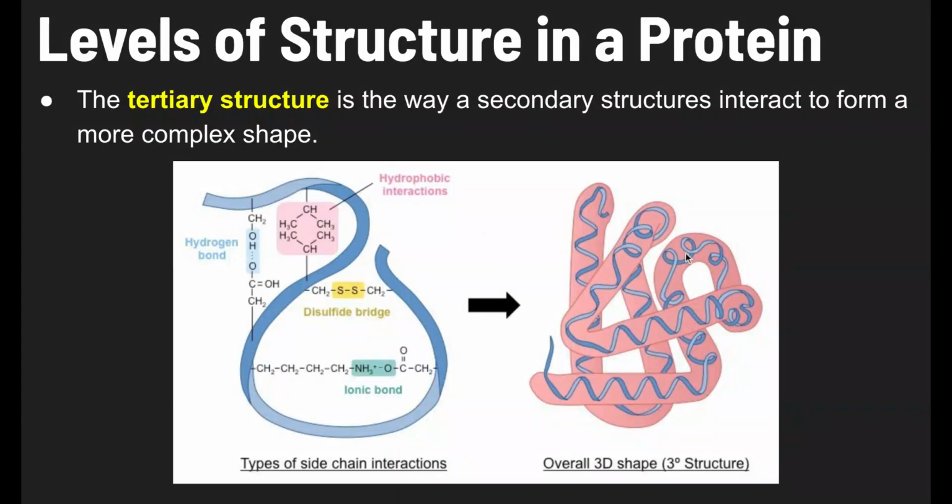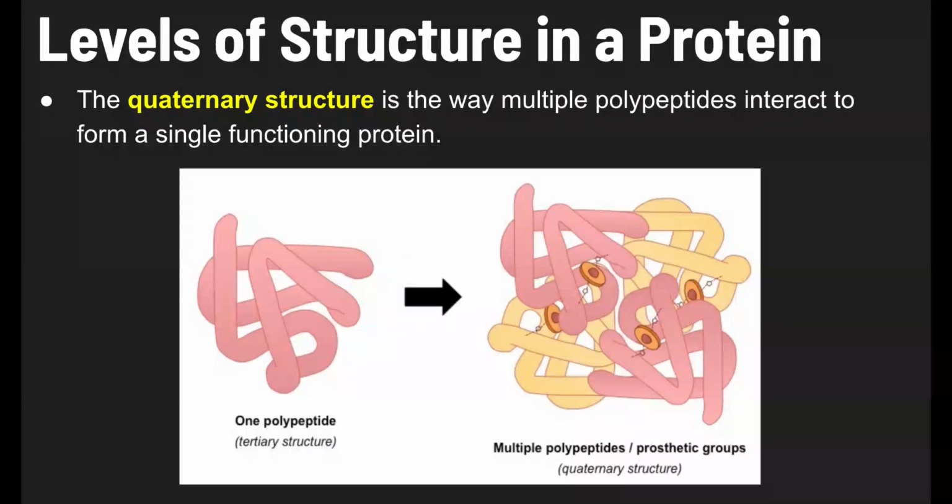And so this is when you start getting a more complex shape. So in this case, I see spirals, so I know that the secondary structure was the alpha helix. But now looking at this, we start to see how each spiral can fold in different ways based on how the R groups interact to give it this more complex shape. All right, we get to the fourth and final level here. So the quaternary structure of a protein is the way that multiple polypeptides interact to form a single functioning protein.